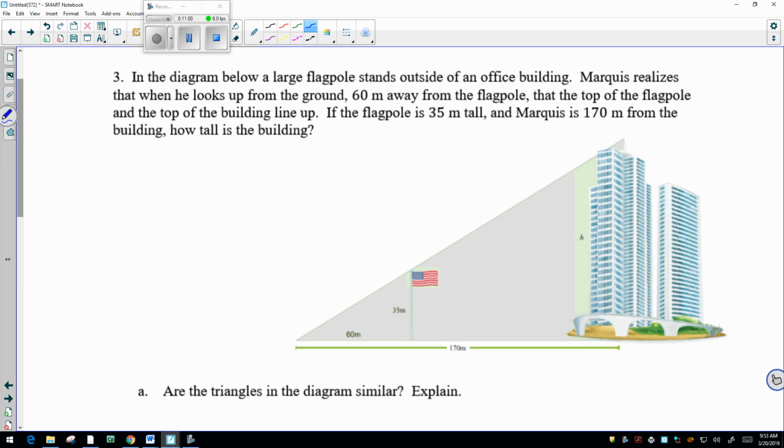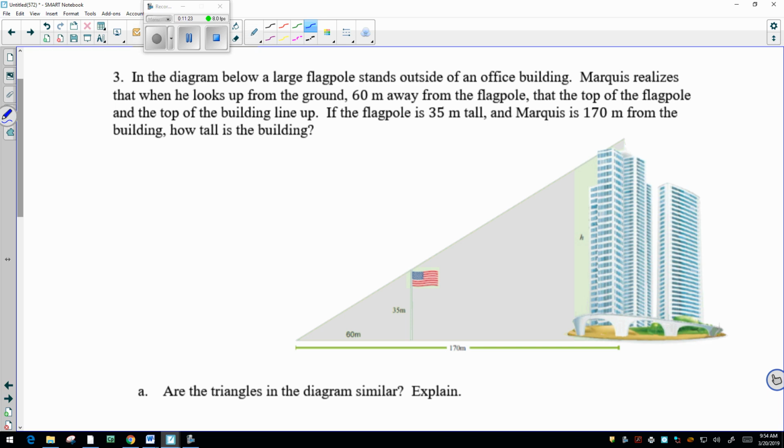Okay, in the diagram, we have a large flagpole and it stands outside an office building. Marquis realized that when he looks up from the ground, 60 meters away from the flagpole, the top of the flagpole and the top of the building line up perfectly. If the flagpole is 35 meters tall and he's 170 meters from the building, how tall is the building?